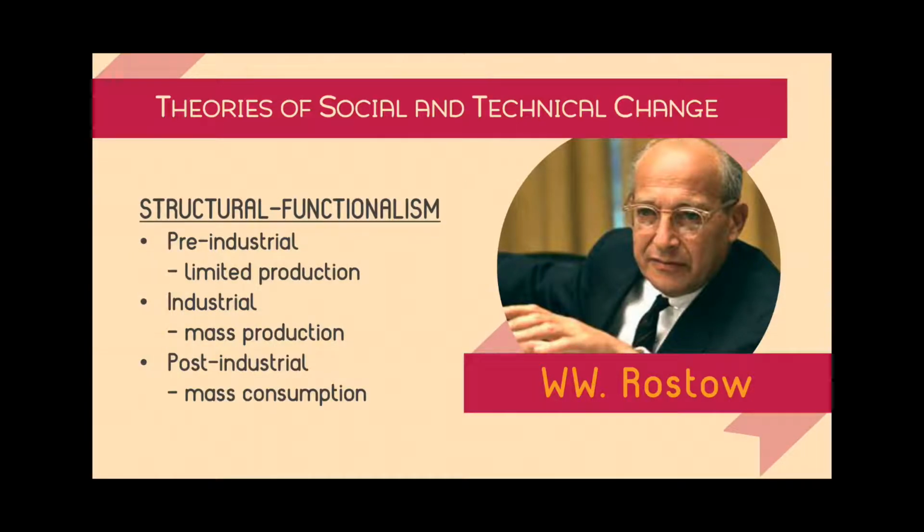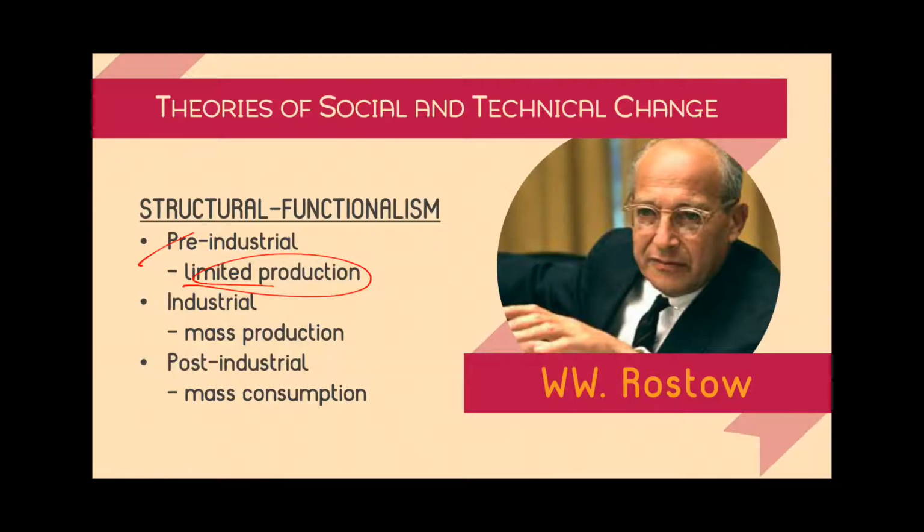W. Rostow further categorizes societies based on production and consumption, and the first categorization is pre-industrial society. Pre-industrial societies are characterized by limited production, meaning there's not much technology found in these communities to be able to do mass production. Usually, what are these types of communities? These are agricultural communities and indigenous communities that are probably hunter-gatherer and nomadic in nature. Their usual way of life is to focus on survival rather than creating a surplus of goods.